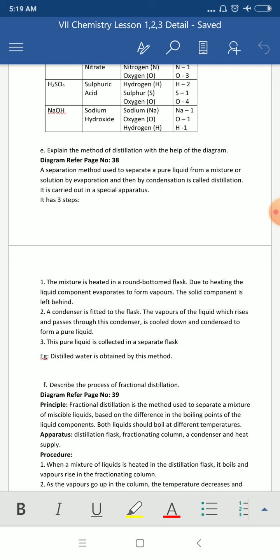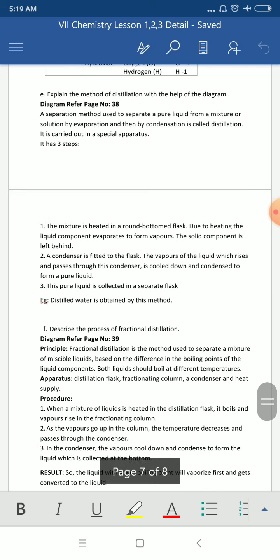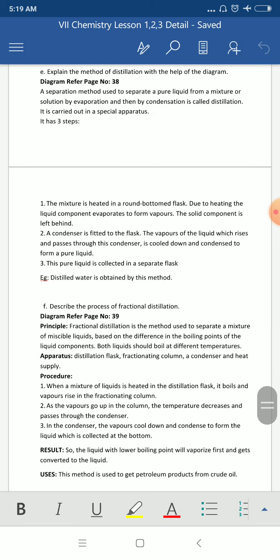Okay. Now coming to the fifth question, you have to explain the method of distillation. You have the diagram; take the diagram from page number 38. This is a separation method to separate a pure liquid from a mixture by evaporation and then by condensation. We are going to use a special apparatus. What are the apparatus and what are the 3 steps?